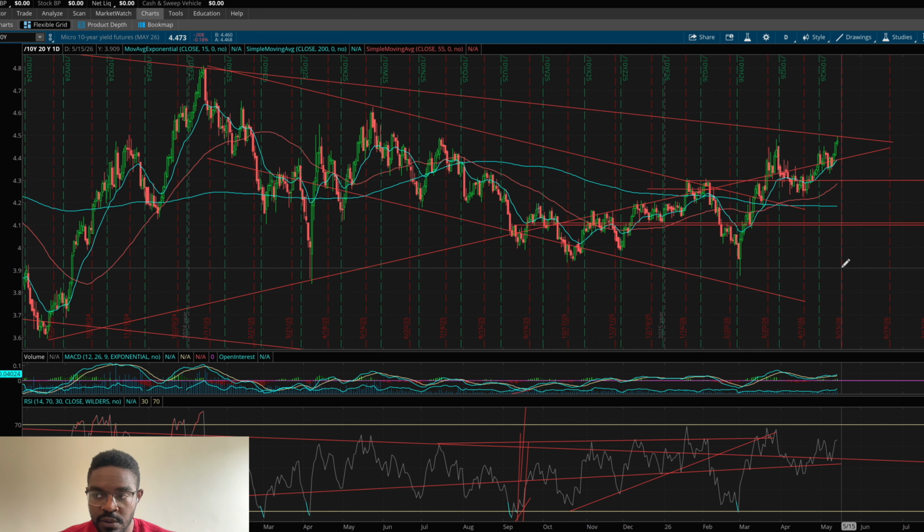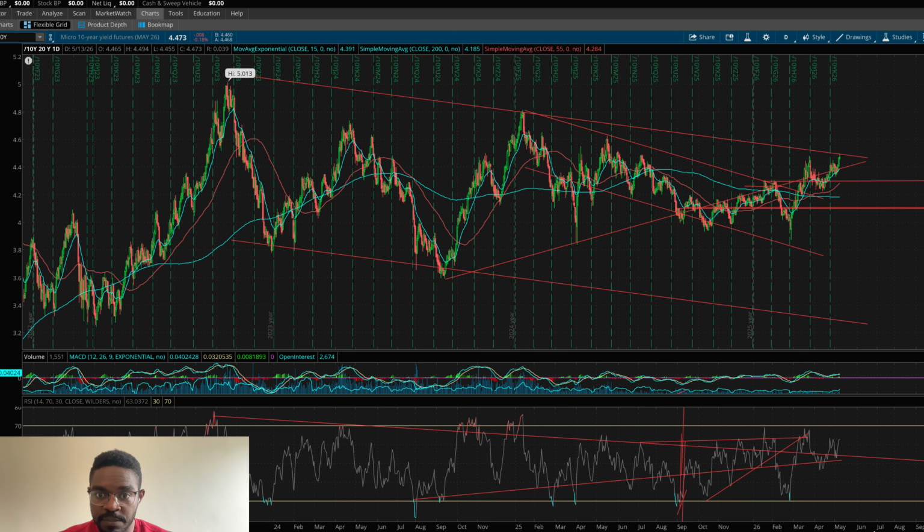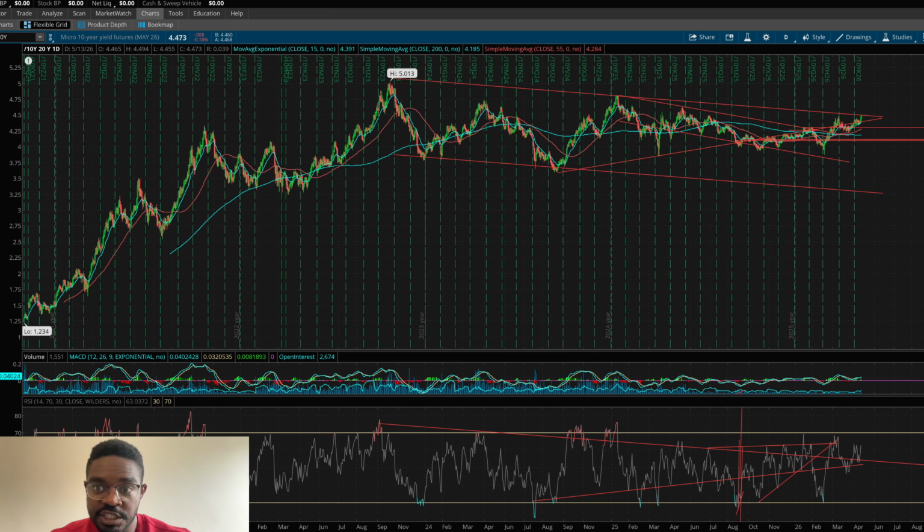And now look at this. We are coming up against the top of this bearish channel. So this is really big. If rates go any higher and break out here, the market is going to poop itself. It doesn't like when rates are high. So definitely something to watch here.